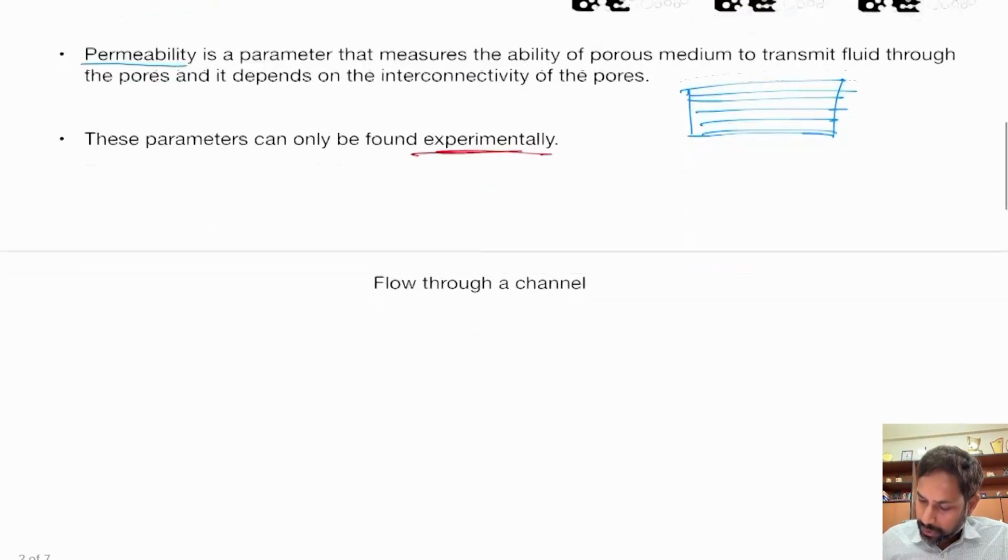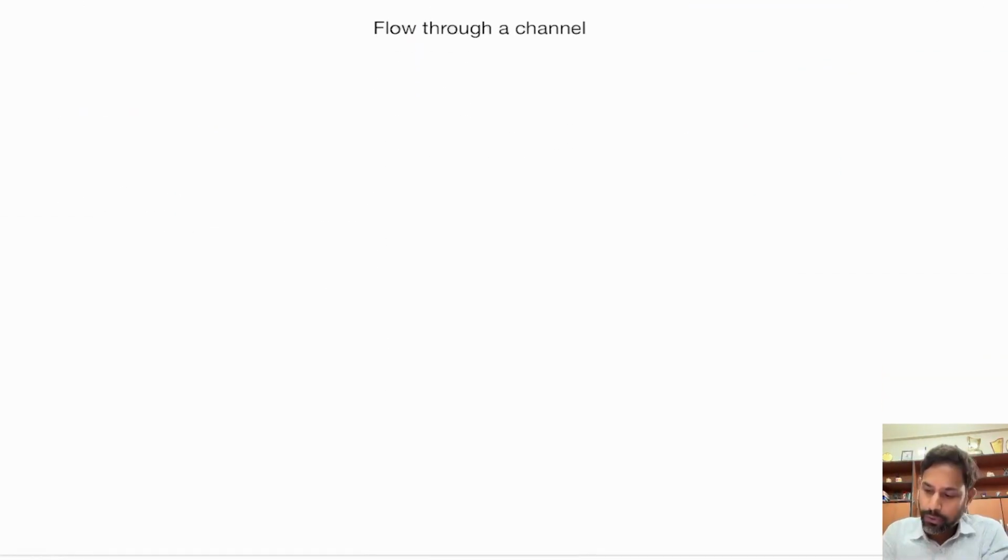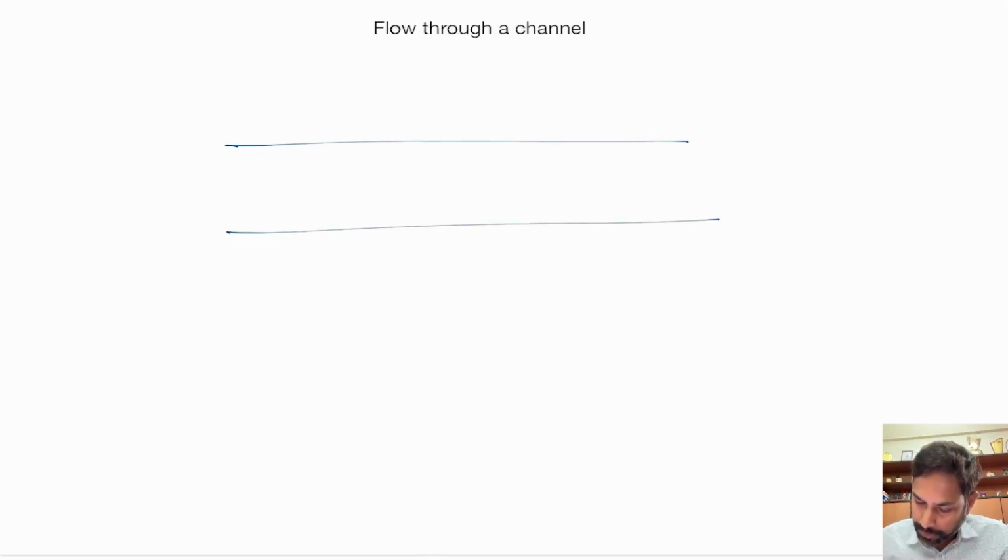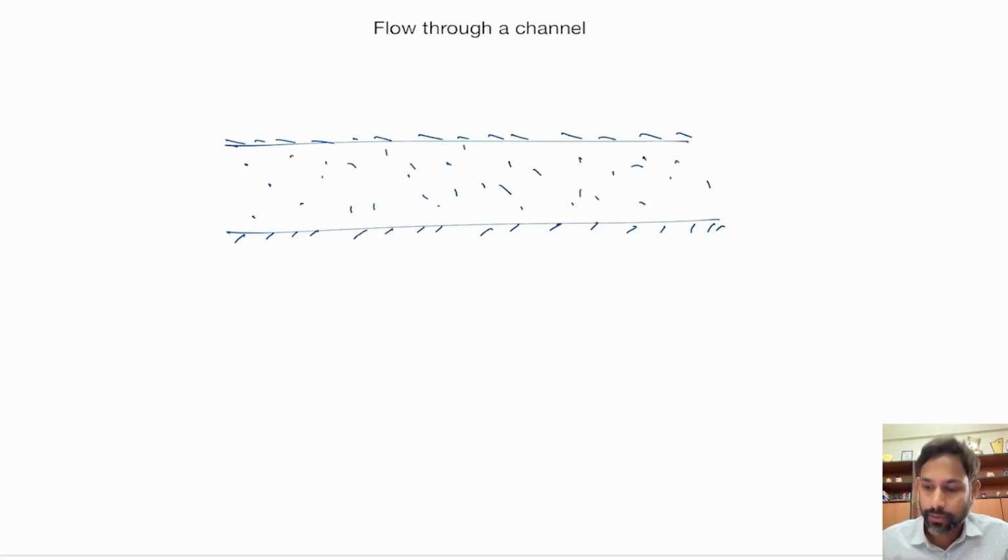Okay. So now let's consider flow through a channel, or flow through a porous media, and we will try to derive a simple theory or simple law that will define the flow through a particular porous medium. So we will consider that there is this porous medium, which is impermeable here, impermeable here. Okay, and inside, these are all pore materials.